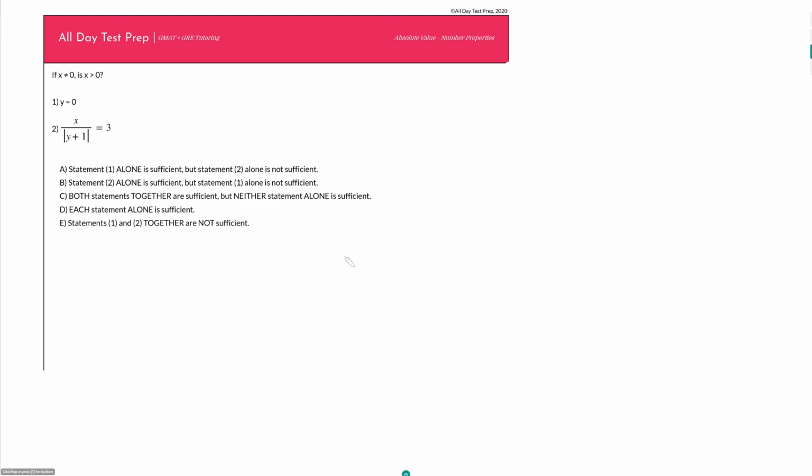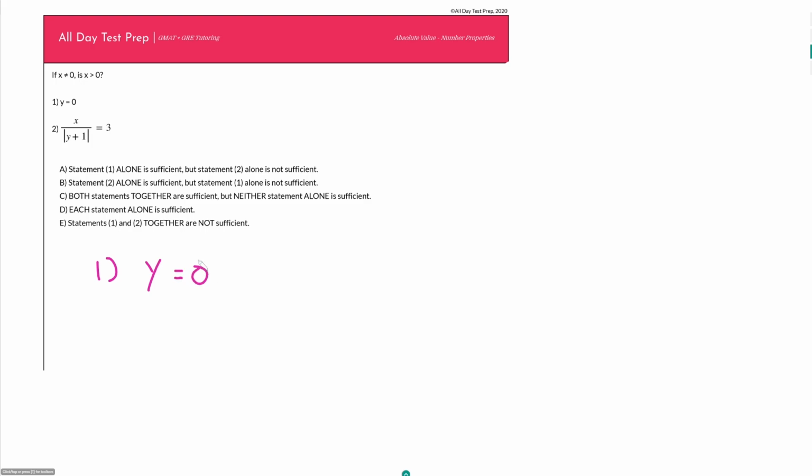Here we have a question that says, if x is not equal to 0, is x greater than 0? So no absolute values in our prompt. It looks like we do have one in our statements, though, in statement 2. So not much information from our prompt. And so we have no choice but to move on to our statements. And so statement 1 just says y is equal to 0.